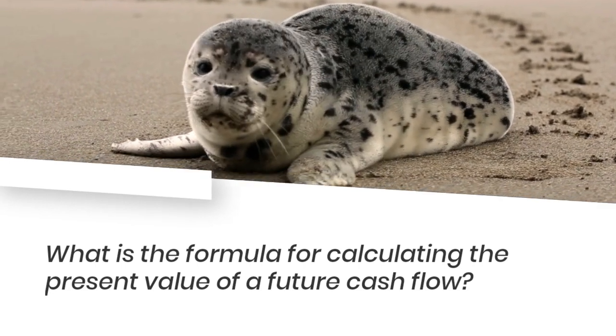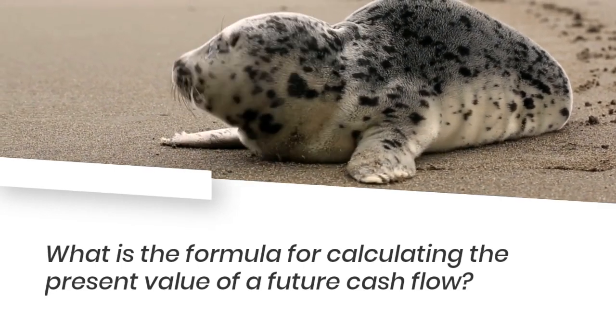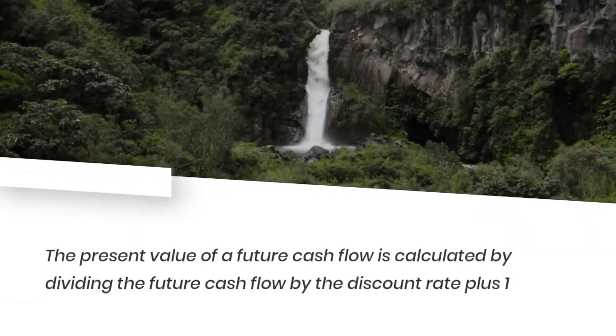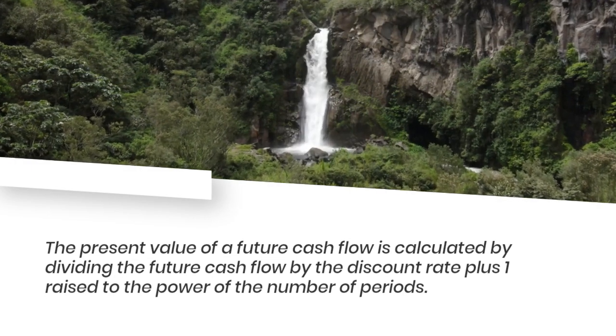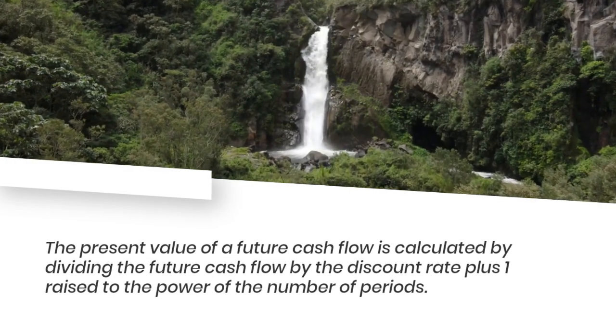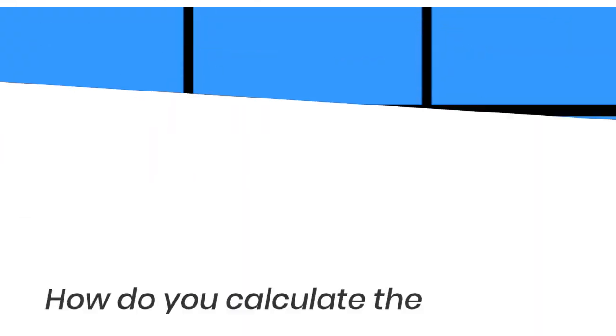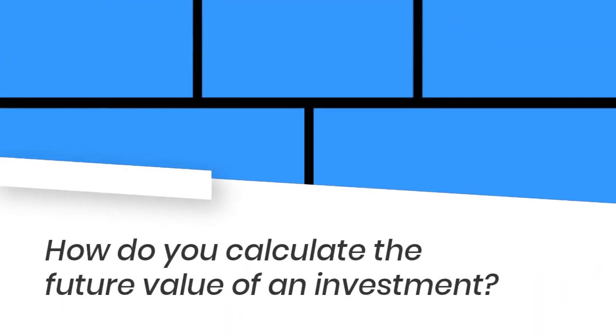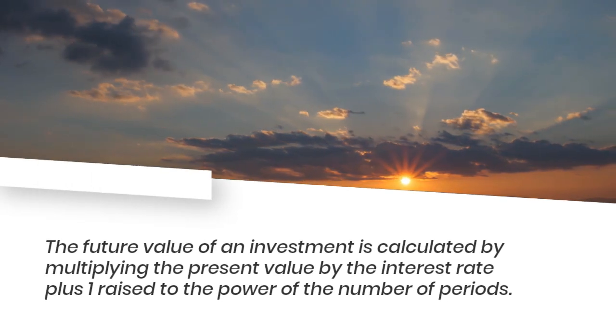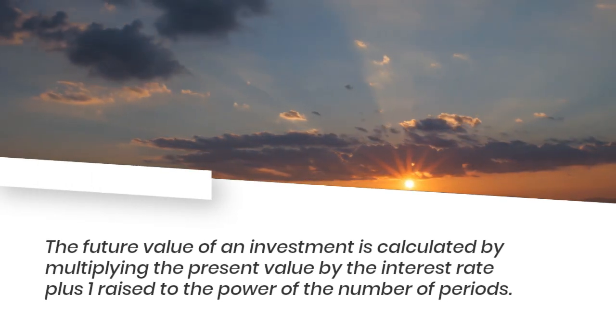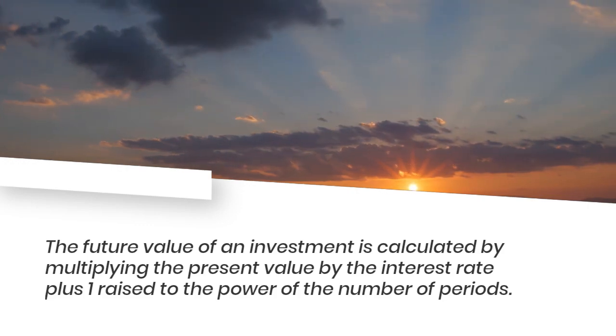What is the formula for calculating the present value of a future cash flow? The present value of a future cash flow is calculated by dividing the future cash flow by the discount rate plus 1 raised to the power of the number of periods. How do you calculate the future value of an investment? The future value of an investment is calculated by multiplying the present value by the interest rate plus 1 raised to the power of the number of periods.